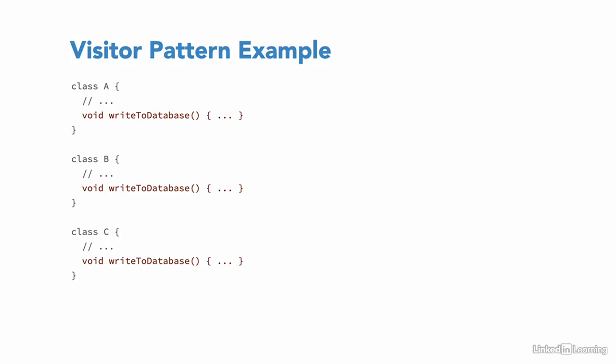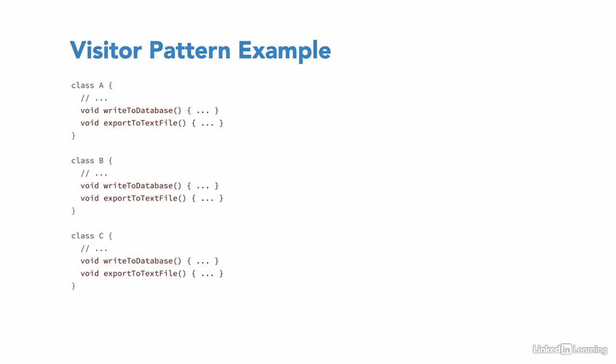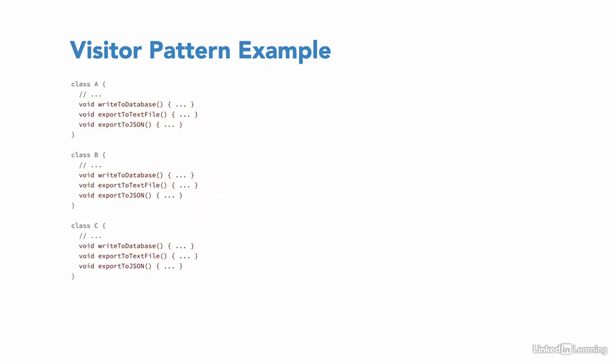But what about if we also need to be able to export instances of this class to a text file or to a JSON string or some other format, right? Ultimately, all of these extra methods, none of which really has anything to do with the actual functioning of the classes themselves, just end up adding a lot of extra code to our classes, and that's where the visitor pattern can help us.